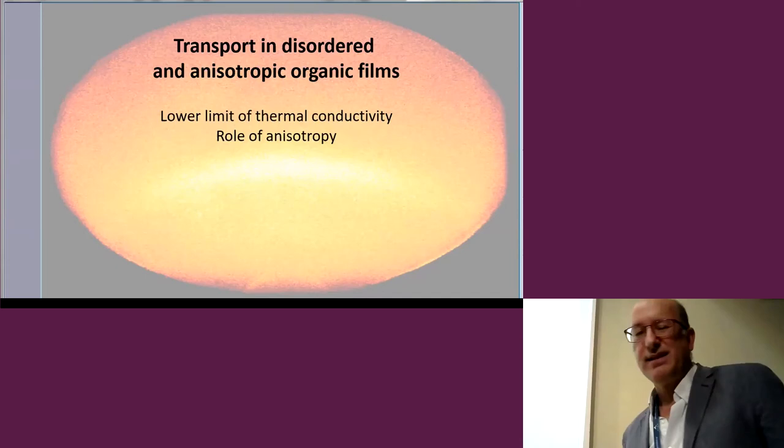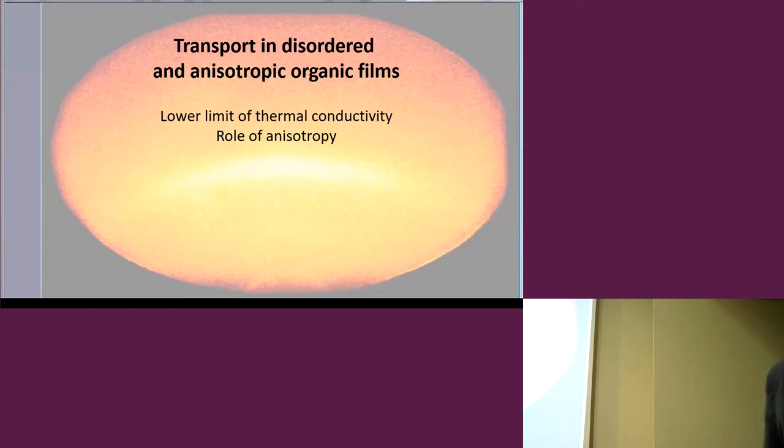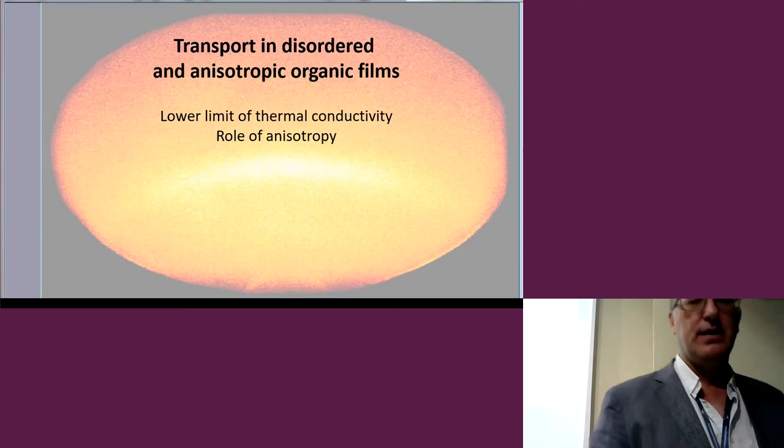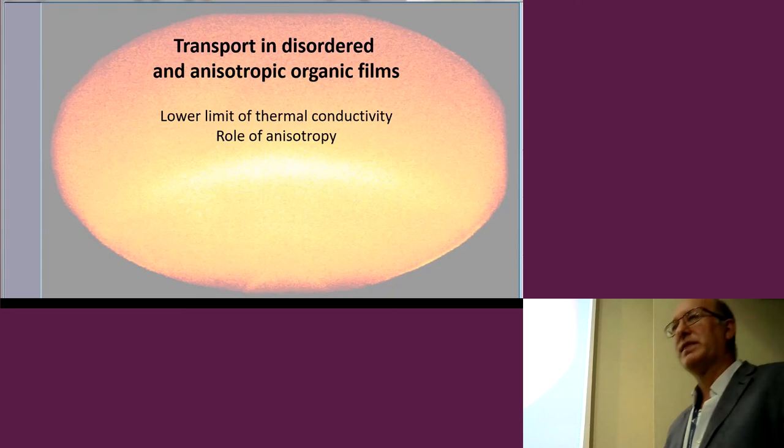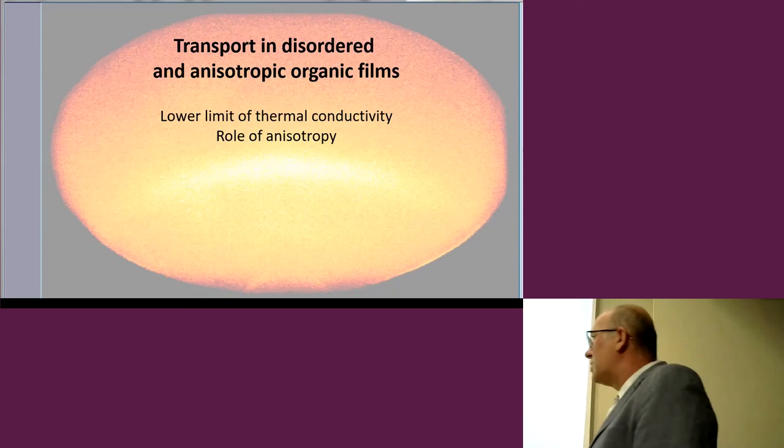Okay, so let me pay a little bit more attention to the last system. This is slightly different. These now are disordered materials, completely disordered. These are glasses, okay, amorphous solids. And in fact, they are made of organic molecules, okay? So basically we are going to see how we can measure the in-plane thermal conductivity in those materials, but what I'm more interested in here is discussing a little bit the role of anisotropy. We can use this in-plane technique in order to understand if the way the molecules are oriented in our film has an impact on thermal conductivity.